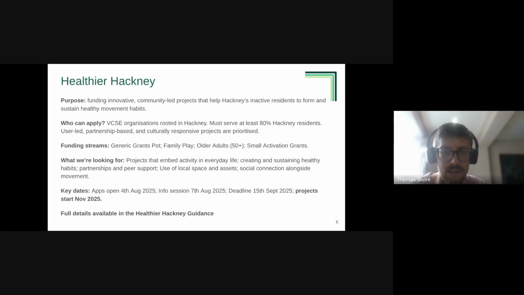They must serve at least 80% Hackney residents. User-led, partnership-based and culturally responsive projects will be prioritised. There'll be a few different funding streams: a generic grants pot, family play, older adults, which we define as age 50 plus, and some smaller activation grants. They're looking for projects that embed activity in everyday life, creating and sustaining healthy habits, partnership and peer support, use of local space and assets, as well as social connection alongside movement.